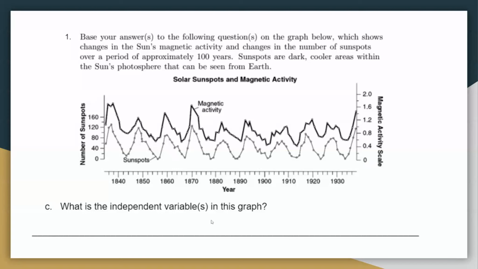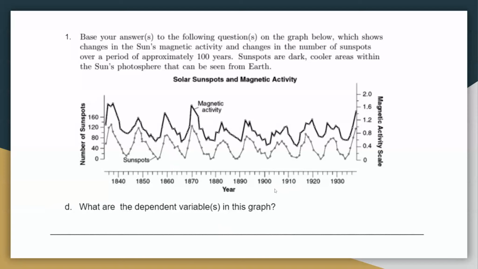Okay, so which one is the independent variable? Which one is not changed or impacted by the other variables? That would be the year. The time or the year is not affected by the magnetic activity or the number of sunspots. But the number of sunspots and the magnetic activity, based on these lines, look like they are affected by how much time is passing by, or which year they're in. So I'm going to say that my independent variable is year or time, whichever one you prefer to write.